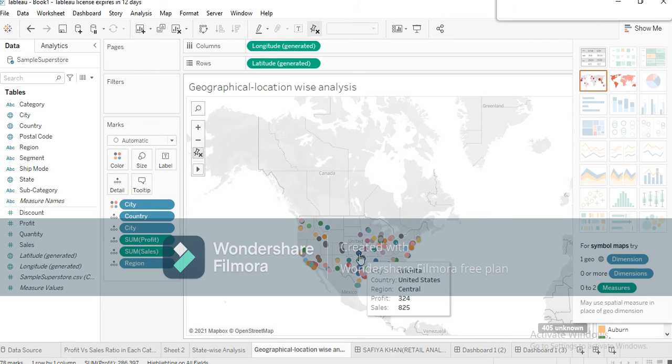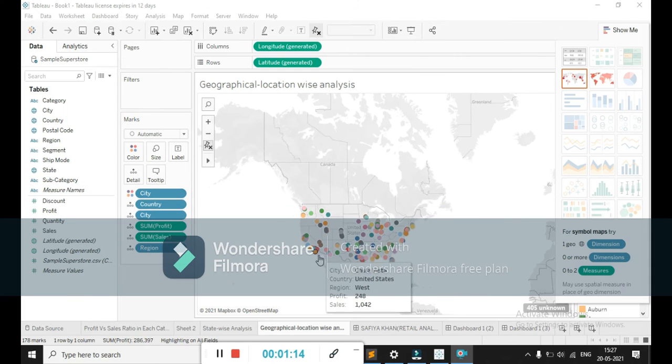In the cities of the central region we have very low profit and it is also negative somewhere. Now moving further towards the east region, the profit is low as well. By moving towards the cities of the west region, profit is slightly increasing. So the manager should focus more on the cities of the west region than the cities of the central and east region.